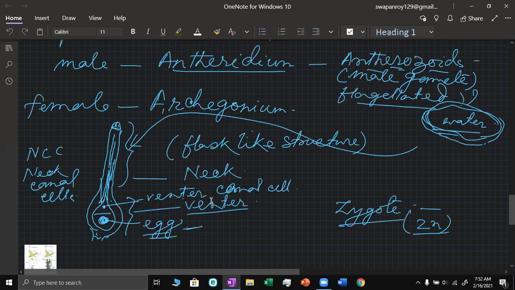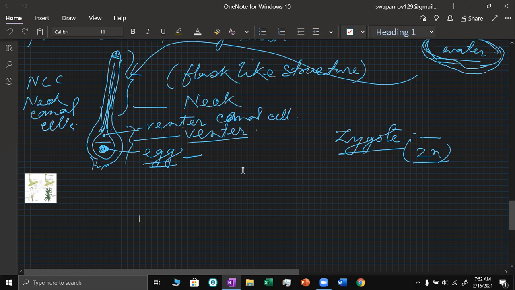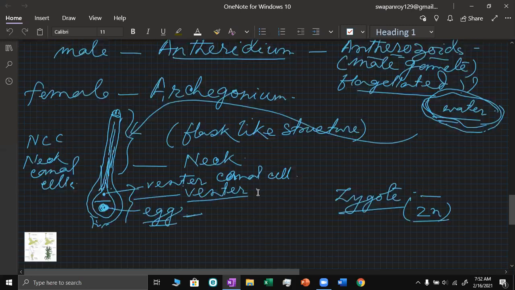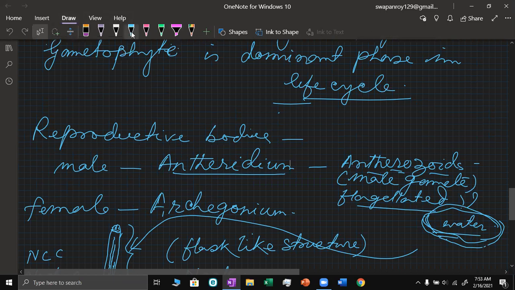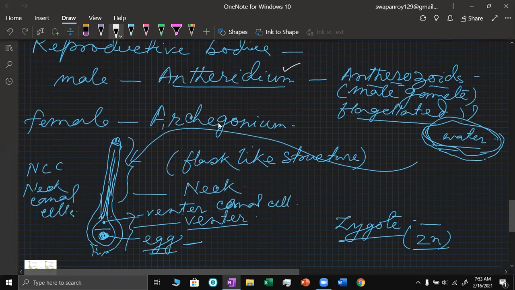Of bryophyte sexual reproduction that I told, they have the male and female reproductive parts. The male reproductive part is antheridium, and archegonium is the female reproductive part. Antheridium produces anthrazoids. Anthrazoids are flagellated, meaning they have flagella. They are usually a little bit coil-like in structure and have two flagella.